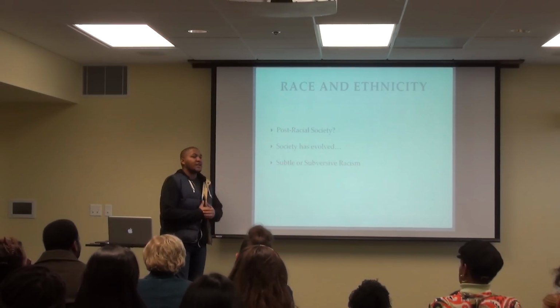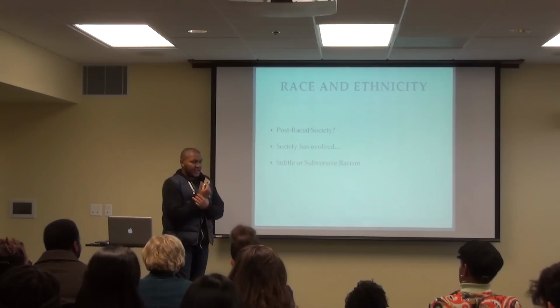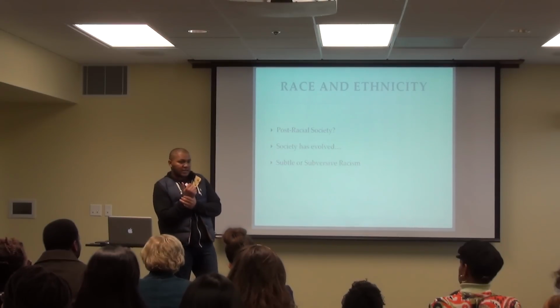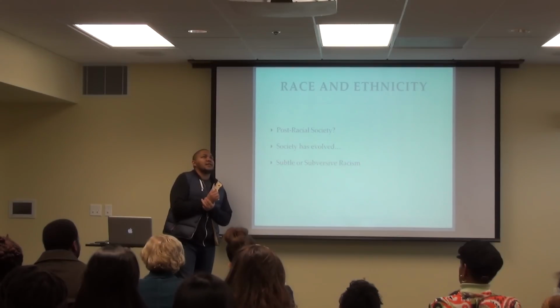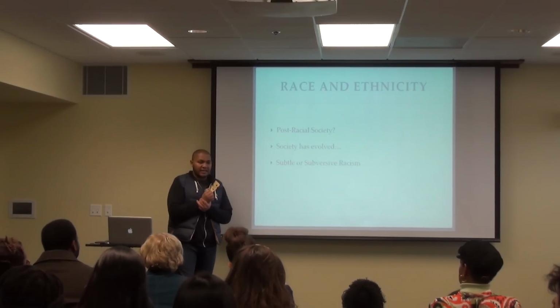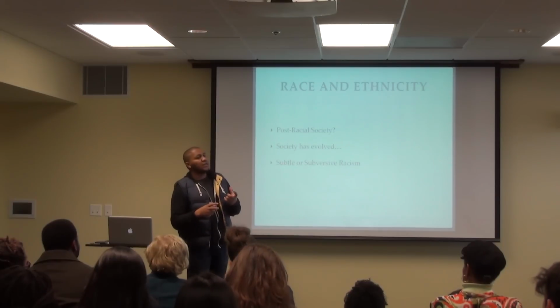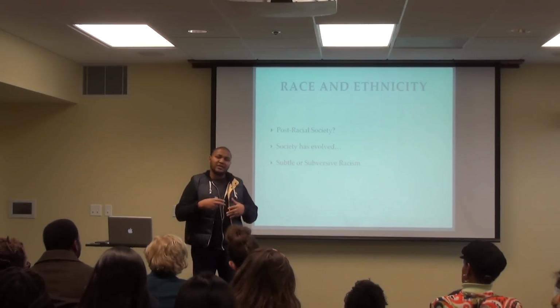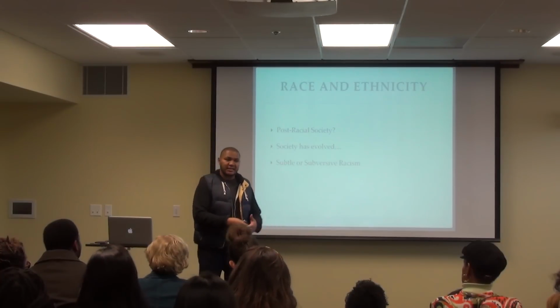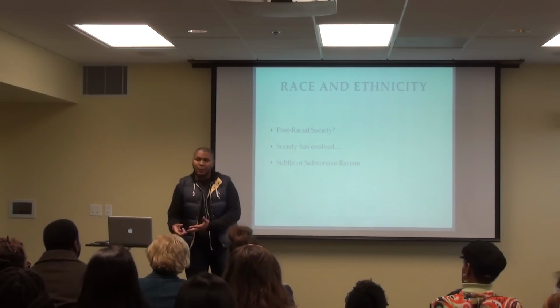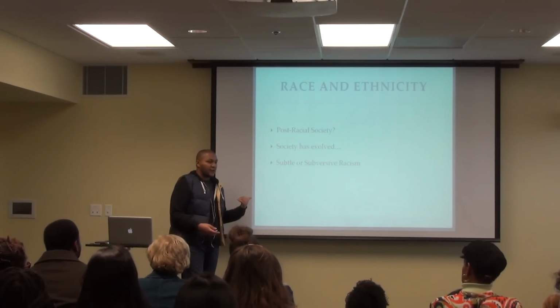So, there's this concept of the post-racial society, and that we're past race, and that doesn't exist anymore. And obviously it does. But why, as obvious as it is, do we even have this question? Do we even have this concept that we're past this and that this doesn't exist anymore, that this doesn't affect us anymore? It's because society has evolved.